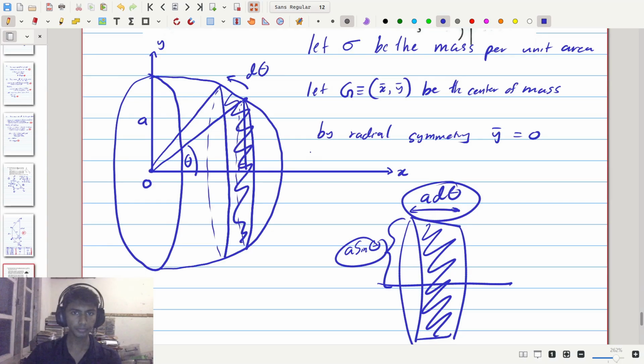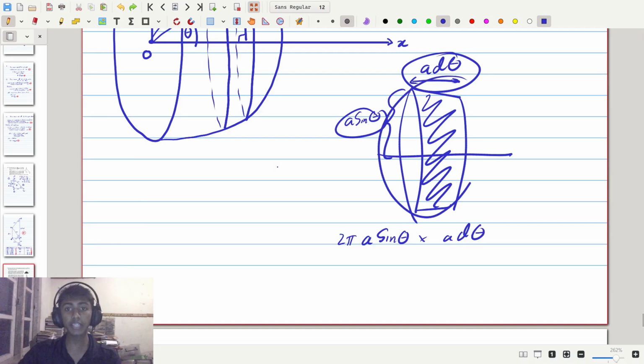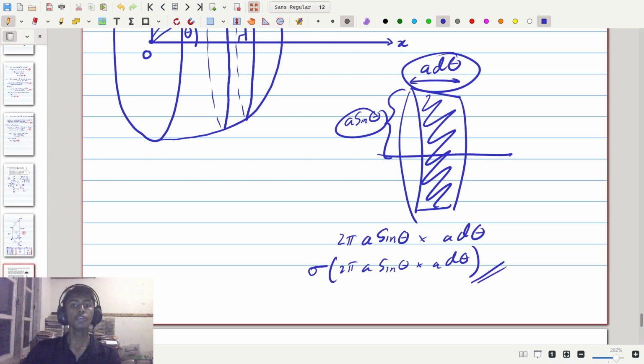Now considering this, if sigma is the mass per unit area of the entire object, then the mass of the little ring that we're integrating here is going to be sigma times 2 pi a sine theta times a d theta. So therefore this right here is going to be the mass of the little ring.